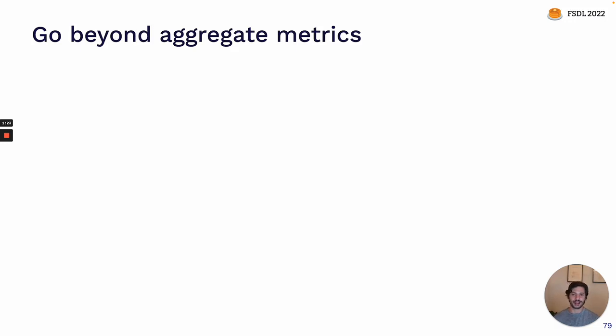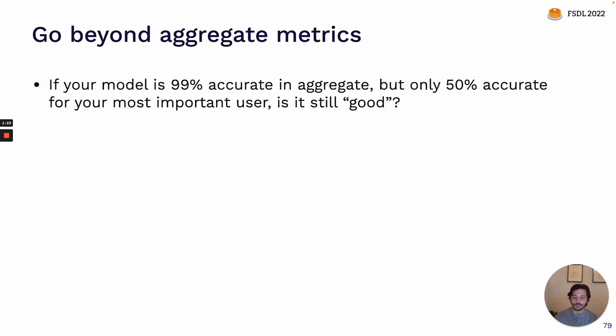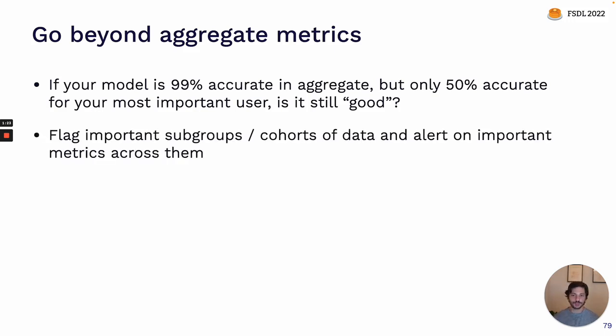And the last piece of advice I have on model monitoring and observability is it's very important to go beyond aggregate metrics. Let's say that your model is 99% accurate, and let's say that's really good. But for one particular user who happens to be your most important user, it's only 50% accurate. Can we really still consider that model to be good? And so the way to deal with this is by flagging important subgroups or cohorts of data and being able to slice and dice performance along those cohorts and potentially even set alerts on those cohorts.